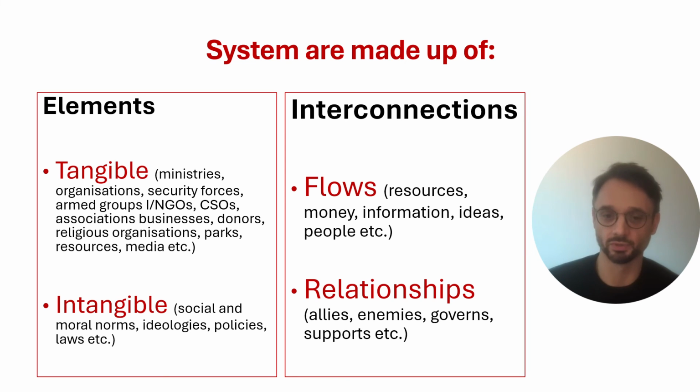Here we can subdivide those interconnections into flows of things like resources, money, information, ideas and people, and the relationships between those elements, whether they're enemies or they're allies, whether one governs the other, or they perhaps support them in some way, perhaps through political support or some other kind of perhaps moral support. These are the basic building blocks that systems mappers use in order to map complex systems.